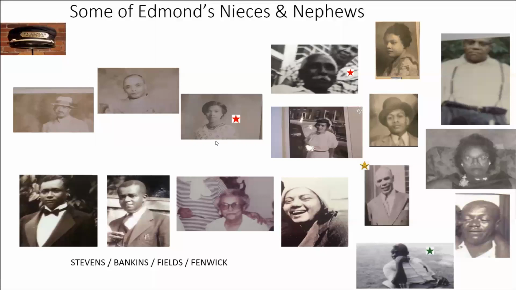This is a screenshot of my grandmother at a younger age. And here's also a picture of her, at least a partial picture of her much later on in her life. And she's standing behind one of her first cousins, another nephew of Edmund Bankins. This is Leonard Bankins. And this is Eugene, also known as Billy. And the other star I have by one of the nephews we'll talk about as we go down the line. The family lines were Stevens, Bankins, Field, Fenwick, among others. So these are some of the many nieces and nephews that were in this pretty large family.